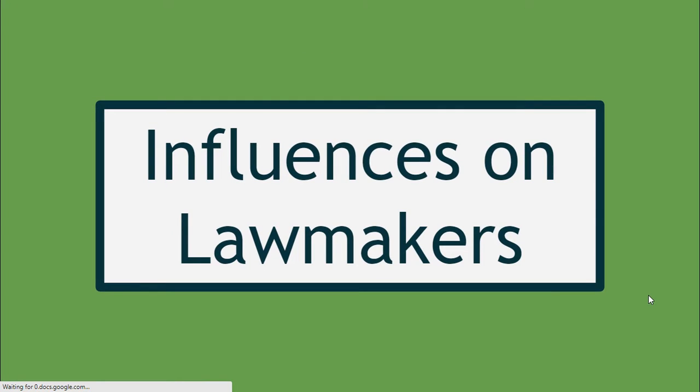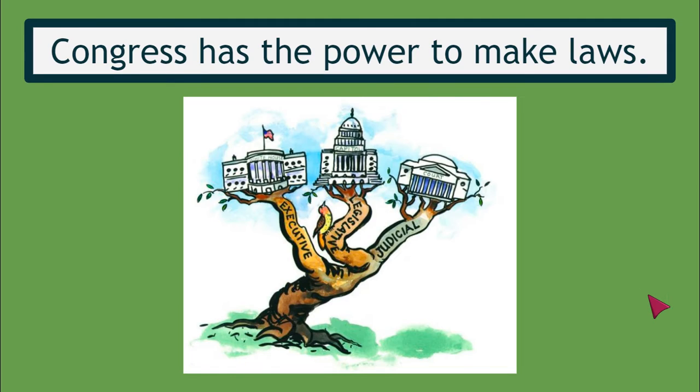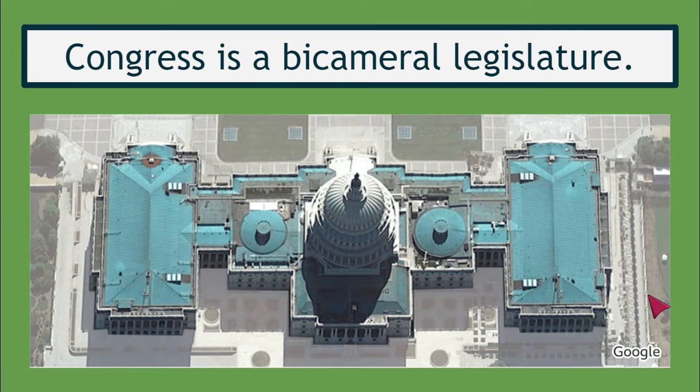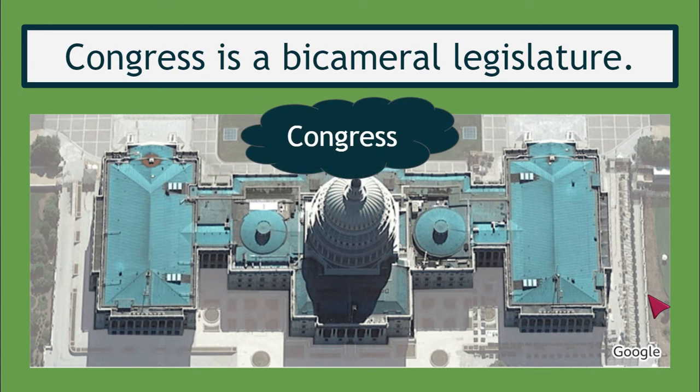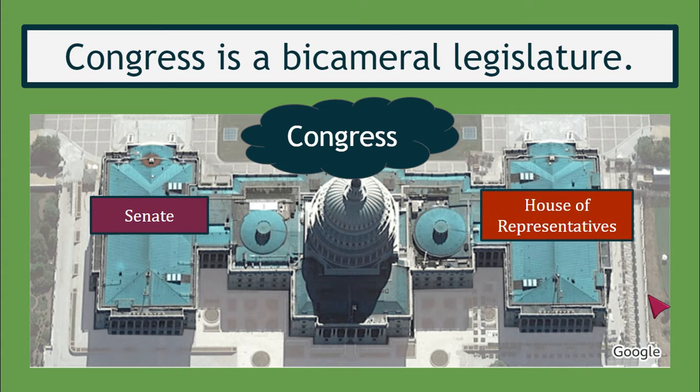The purpose of this video is to look at the influences that are on lawmakers. Remember that Congress has the power to make laws. Congress is in the legislative branch, and they have legislative power to make laws. Congress is a bicameral legislature. So within Congress, there are two different groups, the Senate and the House of Representatives. That's what makes it a bicameral legislature, because there are two different parts or two different chambers within Congress.